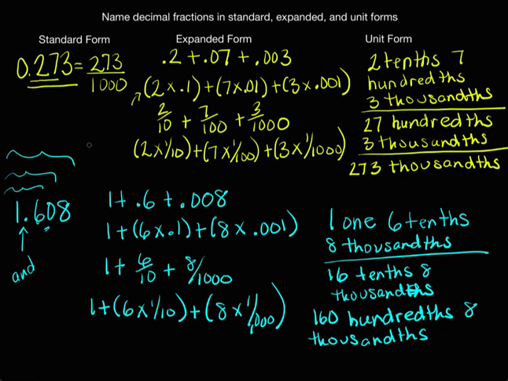And one more way. Let's look at all four digits together. 1,608. And the last place value is thousandths. Many, many different ways to write the same numbers. And you choose which way you want to write it depending upon the task that you have at hand.